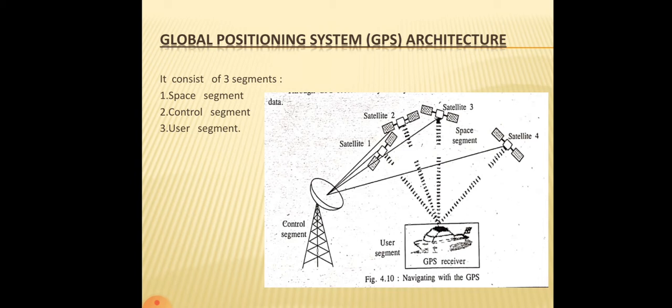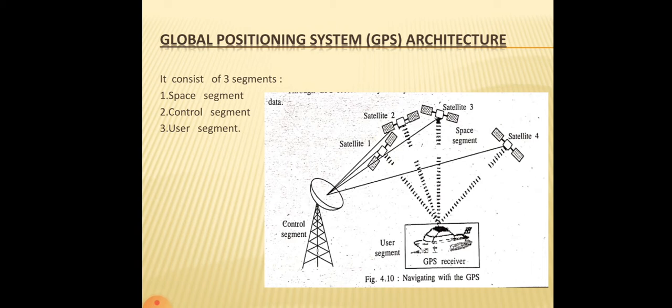They are placed at an altitude of 20,200 kilometers above the Earth's surface in 6 orbital planes with a period of 12 hours each. These planes are such that from any location on the Earth you can see at least 5 satellites. They operate in the L1 frequency band, that is 1575.42 megahertz, and continuously broadcast navigational signals.